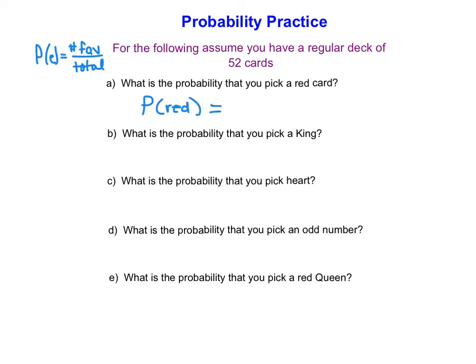So, probability of red. If I think back, I remember that half of the cards in my deck were red, so I have a total of 52 cards, which means I have 26 red cards. Remember, red is my favorable outcome here, so there are 26 red cards. So we have our number of favorable up here, and then we're going to divide it by our total number, which is 52.